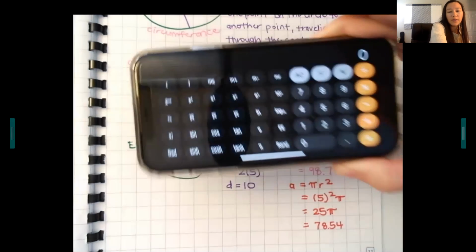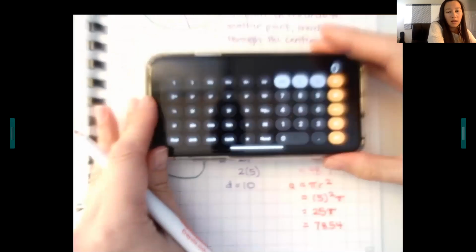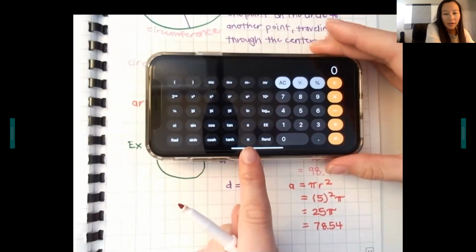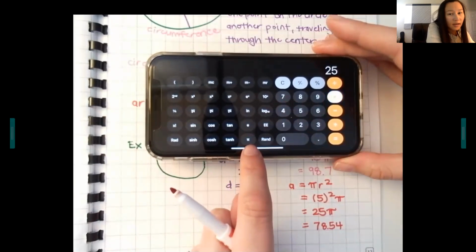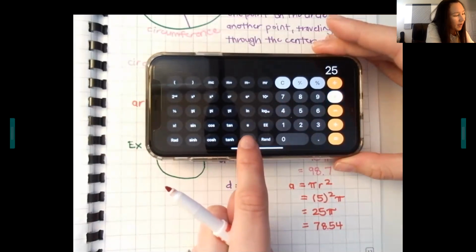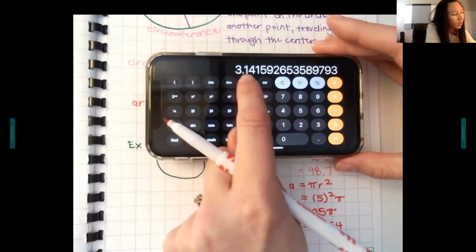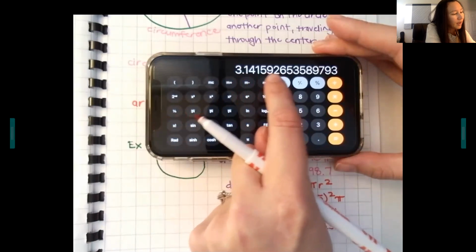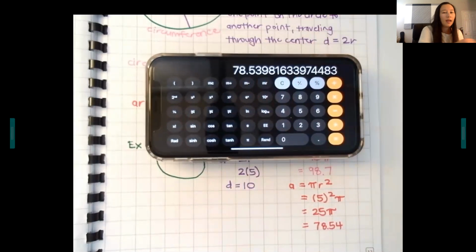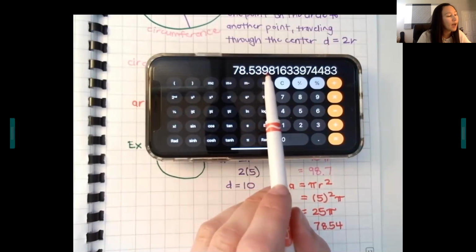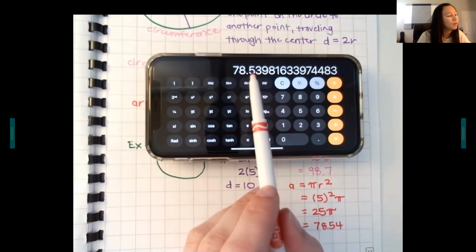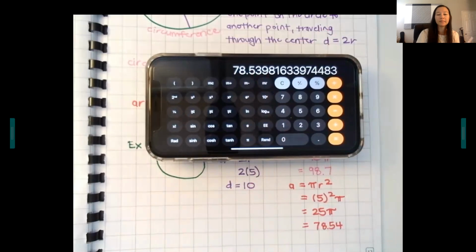And on your phones, you have the pi button right here. So we would do 25 times, and here on an iPhone is the pi button, and it gives our 3.141592. And that's how we get 78.539. So since the 9 is greater than 5, we round to 78.54.